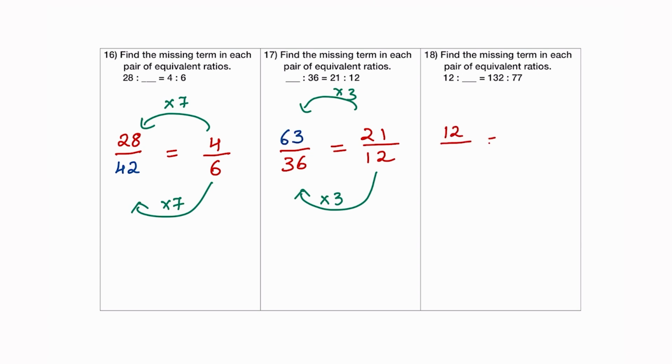12 over something equals 132 over 77. From 132 to 12 is divide by 11. So 77 will also be divided by 11, and that gives us 7 as an answer.